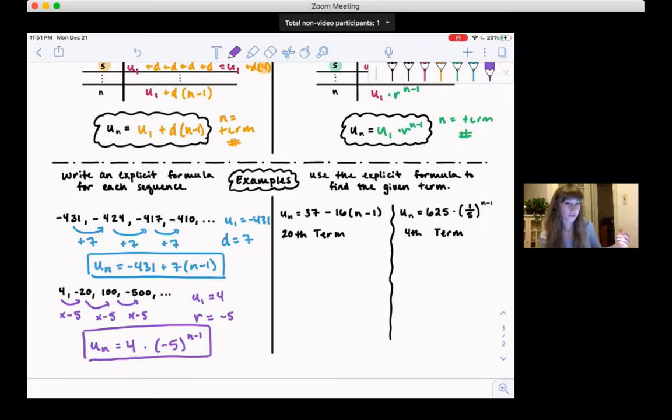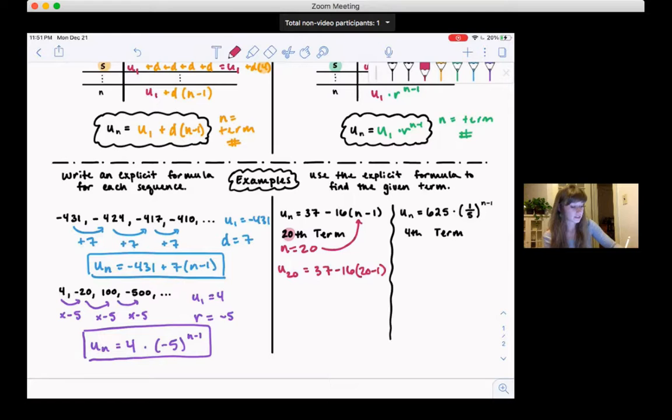Now we're going to go the other way, and we're going to use the explicit formula to jump to a term in the sequence. So let's say we're given an explicit formula, u sub n equals 37 minus 16 times n minus 1, and we want to find the 20th term. So basically what this is telling us is that n is equal to 20. So we're going to plug in n equal to 20 right here in our formula. So the 20th term will be 37 minus 16 times 20 minus 1.